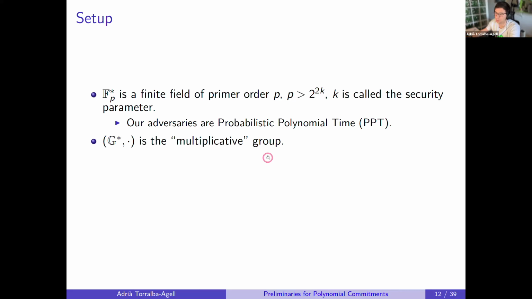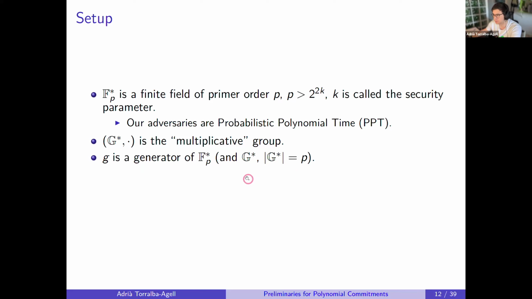Moreover, we will consider G star with the product as a multiplicative group. Okay, we also consider g as the generator of the finite field and also the group, where the order of the group G star is p.